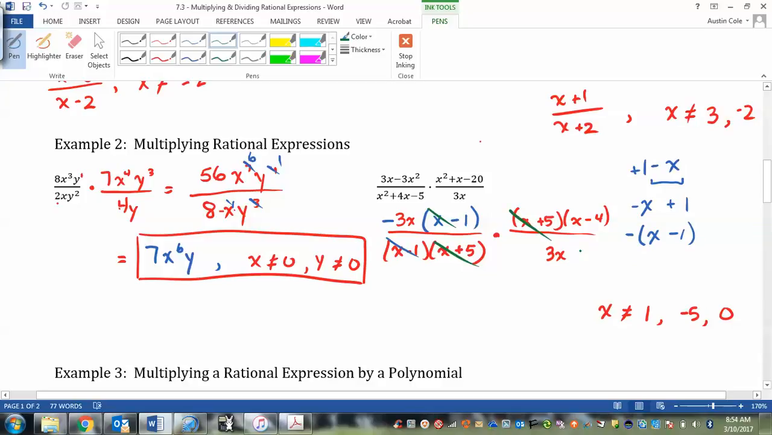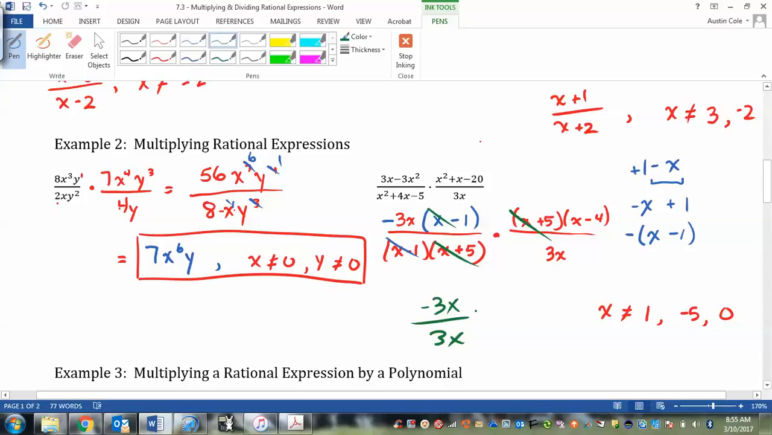Can I cancel anything else? Easton, can I cancel anything else? Did you do the 3x? Oh, I got negative 3x there and 3x there. Can I cancel those? Guys, if I had negative 3x over 3x, can I simplify that?